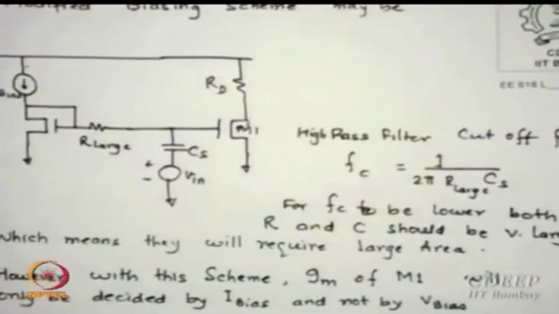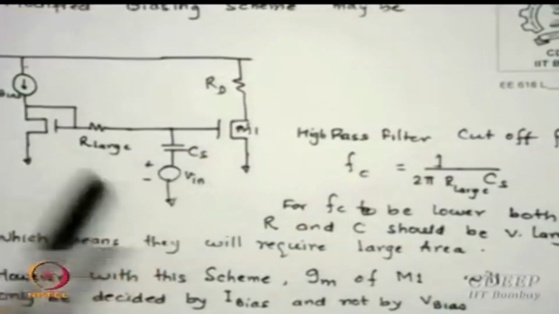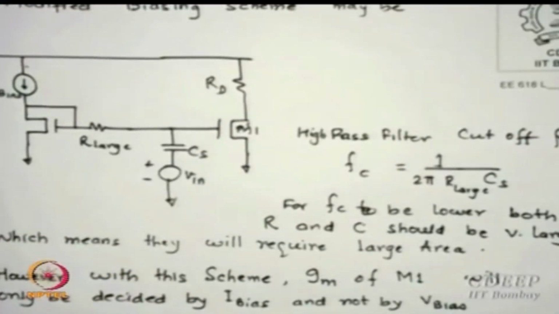So this is one of the ways this can be created: change the sizes and you have different values. Okay, so I put a larger resistance here, then this is essentially a high pass filter, and this has a cutoff frequency of 1 over 2 pi R large Cs, and we want this to be as low as possible for a good high pass filter. This means R and C should be very high.